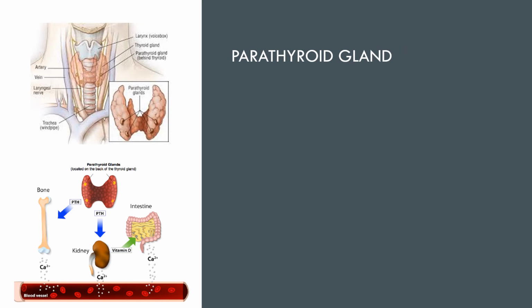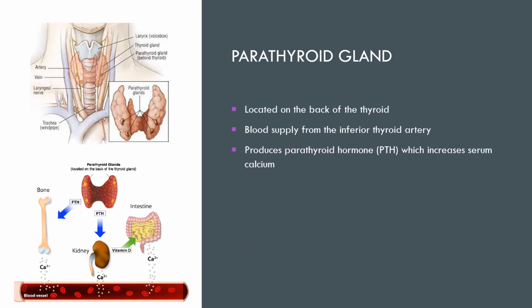Now let's look at the parathyroid glands. The parathyroid glands are intimately related to the thyroid gland. They're located on the back of the thyroid. They get their blood supply from the inferior thyroid artery, and they produce parathyroid hormone, which increases serum calcium.